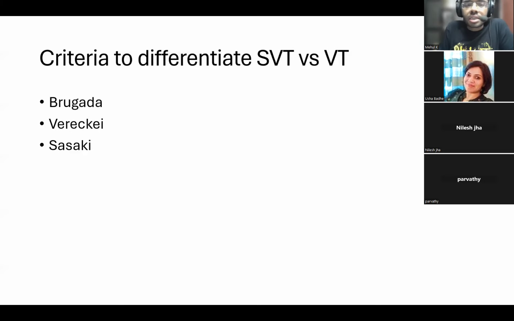So the criteria that you generally use are the Brugada criteria, the Vereckei algorithm, and there is a Sasaki rule. Sasaki rule is less commonly taught, and it's not really validated that much compared to the other two, but it is supposed to have a higher sensitivity and specificity compared to the other two. We'll go through each of these today.